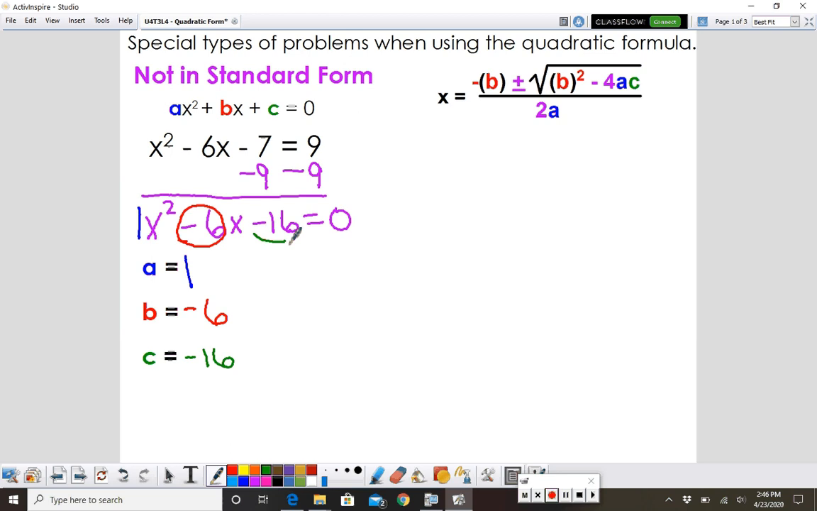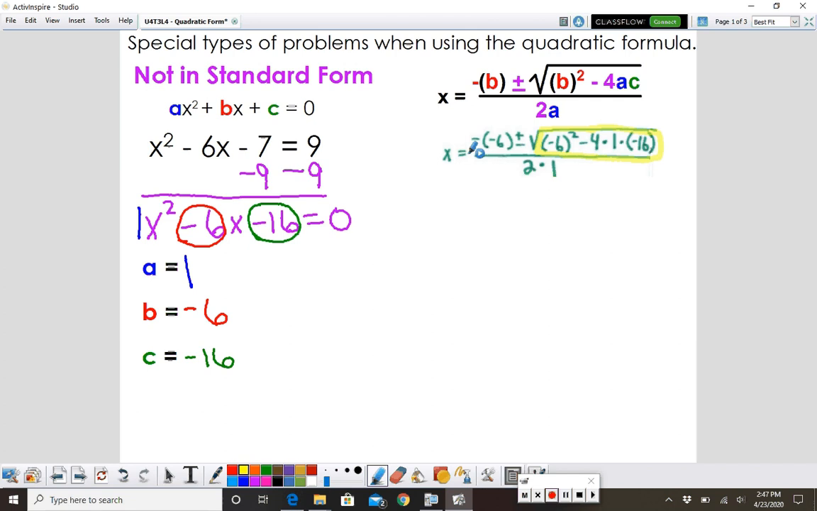So once we have that, we would write down our formula and we would plug in our numbers for a, b, and c. So negative b is going to be negative 6 plus or minus the square root of b squared, so negative 6 squared, minus 4 times a, which is 1, times c, which is negative 16, all over 2a, so 2 times 1. And then remember, you're going to do the math that's under your square root symbol first.